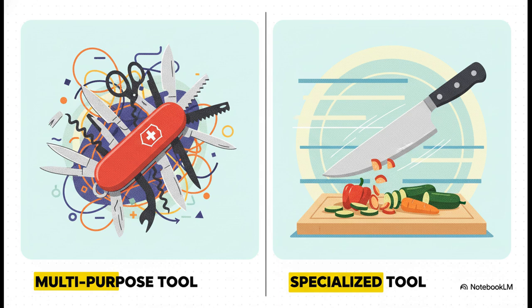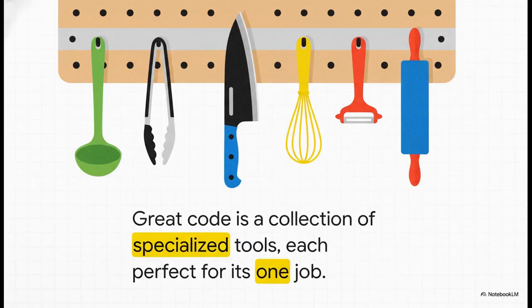But have you ever tried to professionally chop an onion with one? It's awful. It's clumsy. Now, compare that to a proper chef's knife. It does one thing. It cuts, and it does that one thing perfectly with total precision. And that is exactly what we're aiming for in our software. We don't want our code to be a clumsy Swiss Army knife. We want it to be like a professional chef's kitchen, filled with a bunch of specialized tools, where each one is perfect for its one specific job.